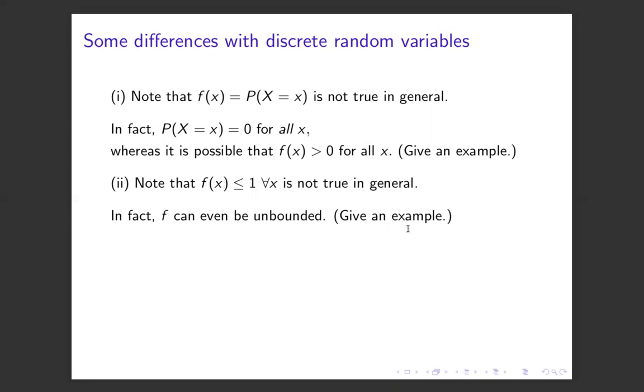So to give an example, I'll give you a hint. You look at the appropriate gamma density. So the PDF can possibly be unbounded, but then it will still be integrable. It should be non-negative and integrable, but can be unbounded.